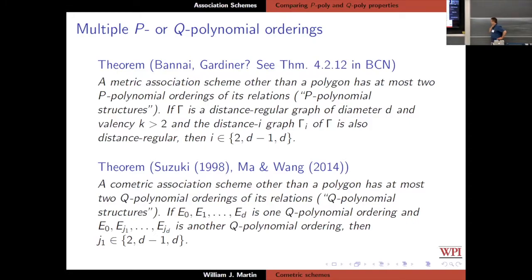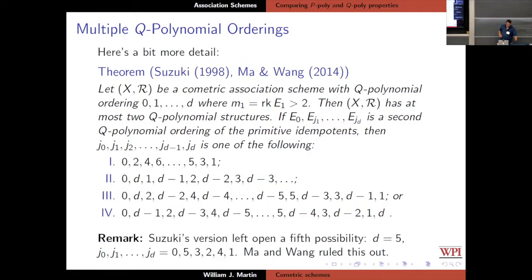And the thing that got me excited was Suzuki's paper in 1998, which showed that any association scheme other than a polygon has at most 2 Q-polynomial orderings. If one Q-polynomial generator is E1, and there's a second one, it must be E2, E_{D-1}, or E_D. Now, Suzuki had a little gap in his original version of the theorem, and Jianmin Hua and Kaishun Wang ruled out that last possibility with D equal 5.